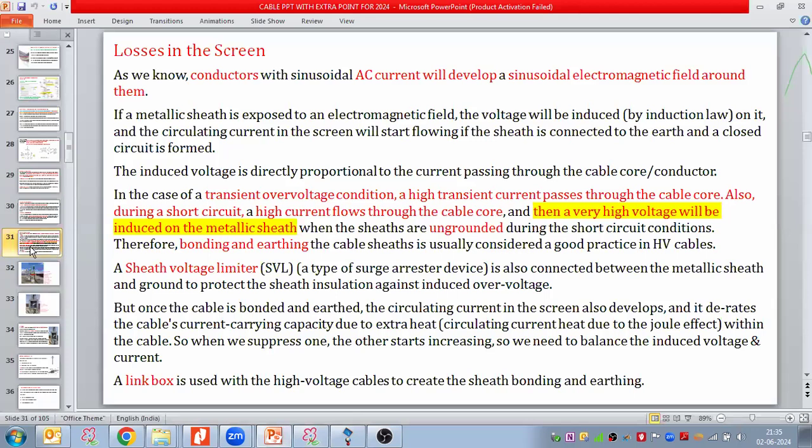Sir, in between the conductor and this sheath, there is insulator, is there? Yes. So how it will be? In the conductor, the field will come over the insulation. This electric field will come, and there would be capacitance also formed between them. Induction law will work in that case.